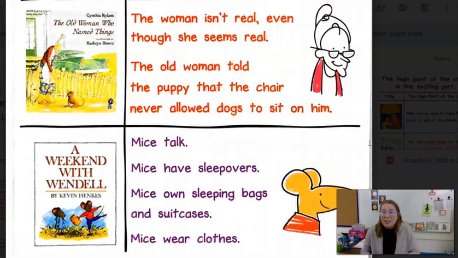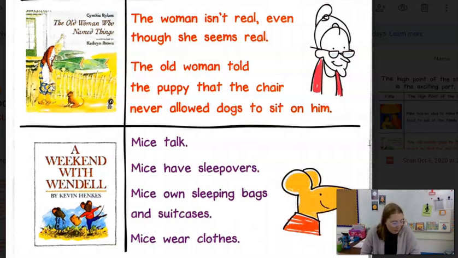They own sleeping bags and suitcases. Do mice own sleeping bags and suitcases in real life? No, they don't. And they wear clothes, which we know is generally not something that happens with the mice that are running around New Hampshire that we see every day.